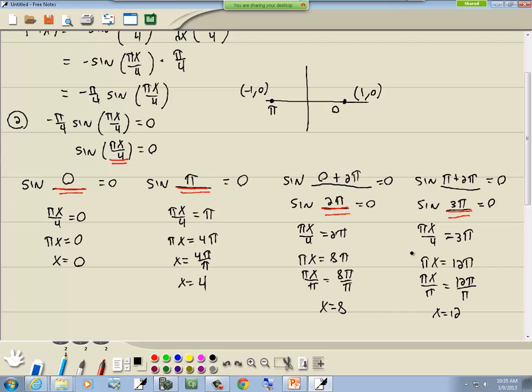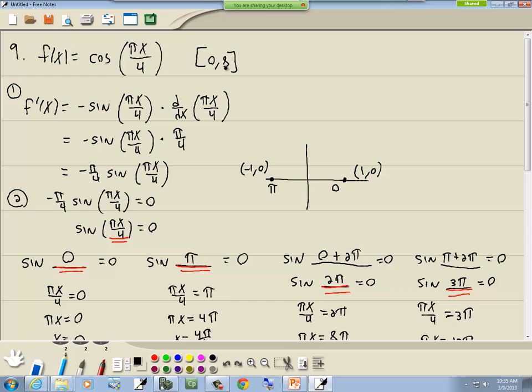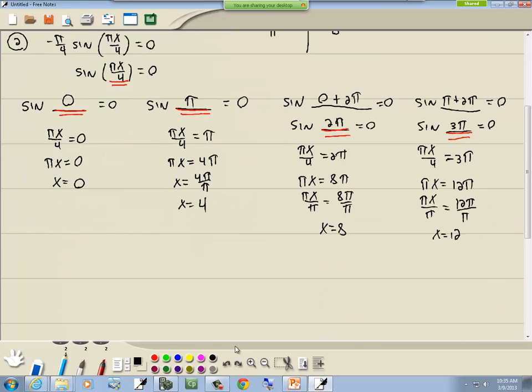How do you know when to stop? Like, I could keep adding 2 pi over and over. I could do this for the rest of my life and still not be done with this problem. Well, you know when to stop when the value you come up with exceeds the larger value in your interval. We're only looking from 0 to 8. But if you look at 12, that's greater than 8, isn't it? Which means we don't want that one. We don't need to do any past that.